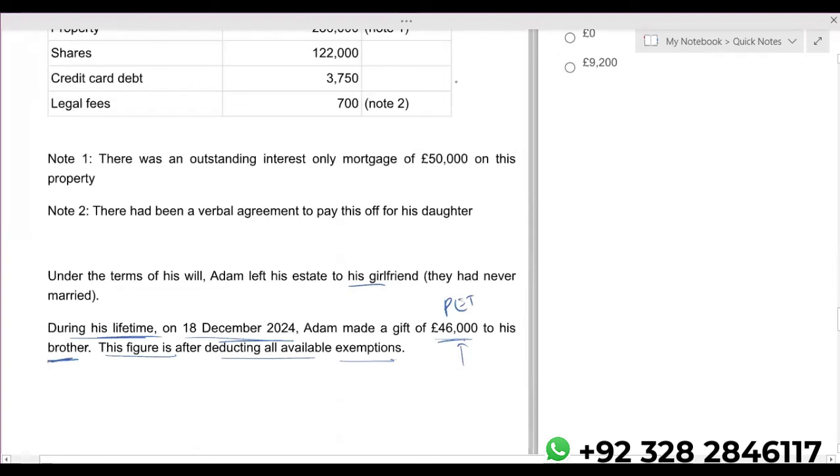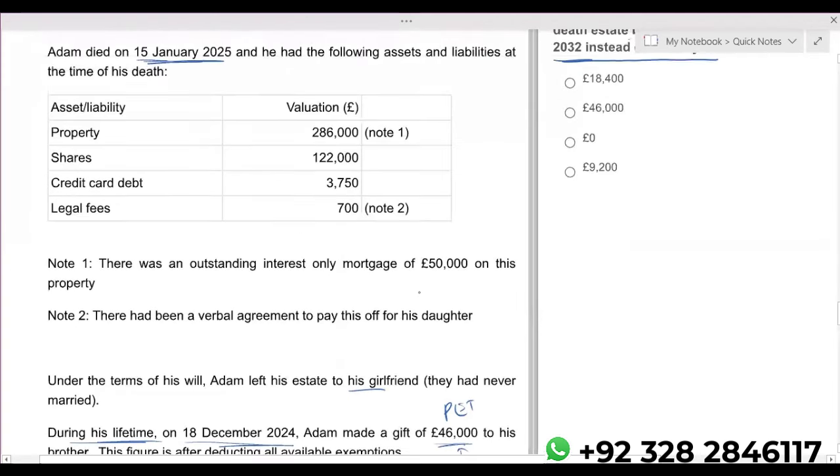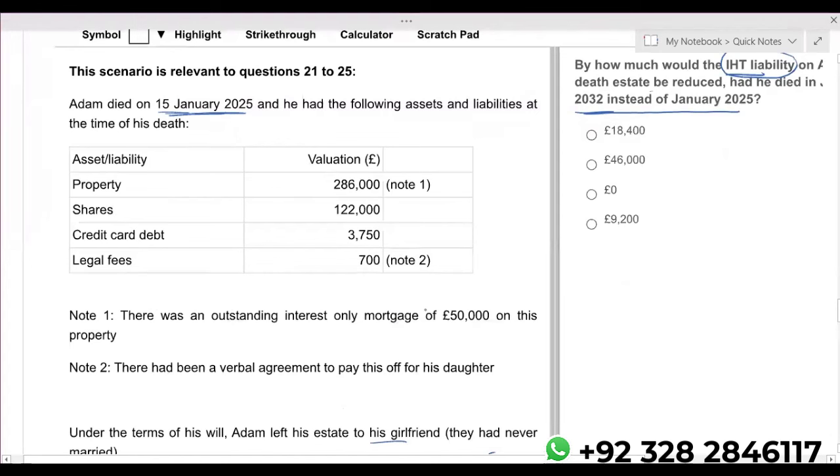Now the question, if it becomes chargeable, then what happens? Let me explain that. Property value, we know that it is 286 minus the debt, which is 50,000.